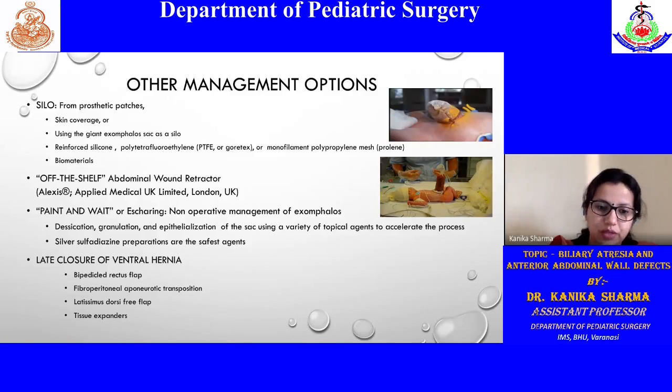As I told you, we make ventral hernias, which we can close later when the child grows, maybe in a year or two, by utilizing various flaps that are available, like the rectus flap, or using aponeurotic transposition methods, or latissimus dorsi free flap, or applying a tissue expander into the skin, which provides extra skin to cover it.